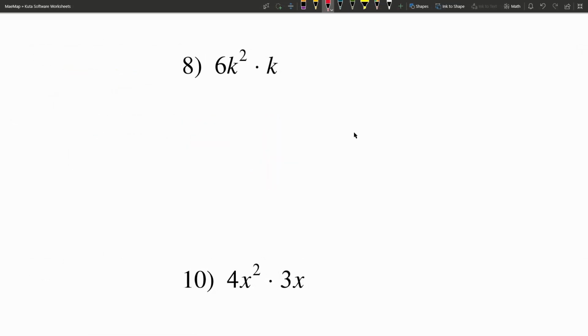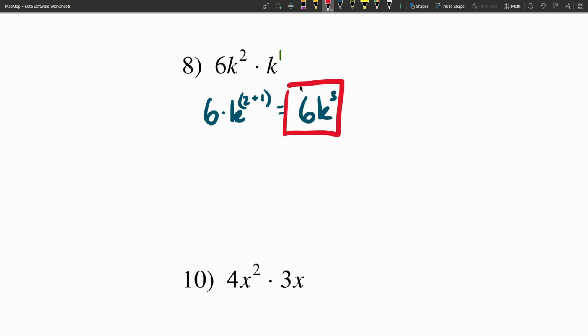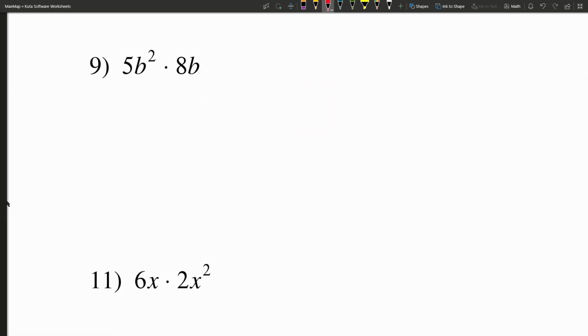Number 8, I have 6k squared times k, where this k is k to the first power. And the coefficient out in front is just the 1. So I'll have 6 times k squared times k to the first, which is k to the 2 plus 1. 6 times k to the 2 plus 1 is 6k to the third, or 6k cubed. Number 9, 5b squared times 8b.